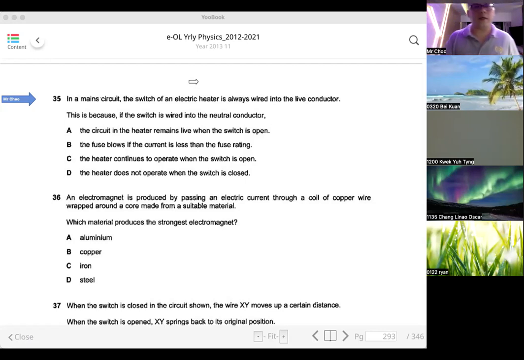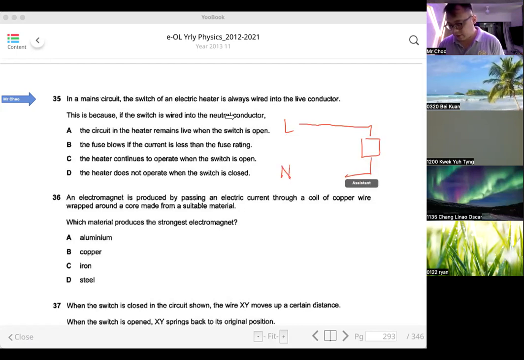Okay, the question is, remember the other time we talked about live. All your safety features should always be wired to the live conductor. Why? If the switch is wired to the neutral conductor, what happens? Do you remember this question? I have the live and the neutral. This is my device. If I put the switch at the neutral, even when the switch is open, the device will not work. But the live has a voltage of 230 volt.